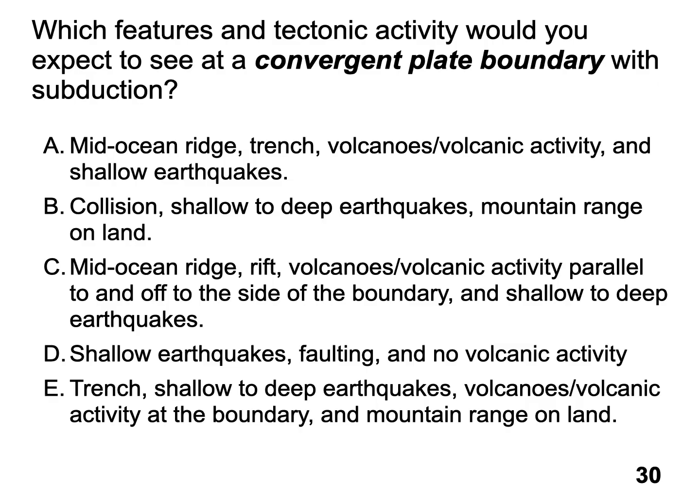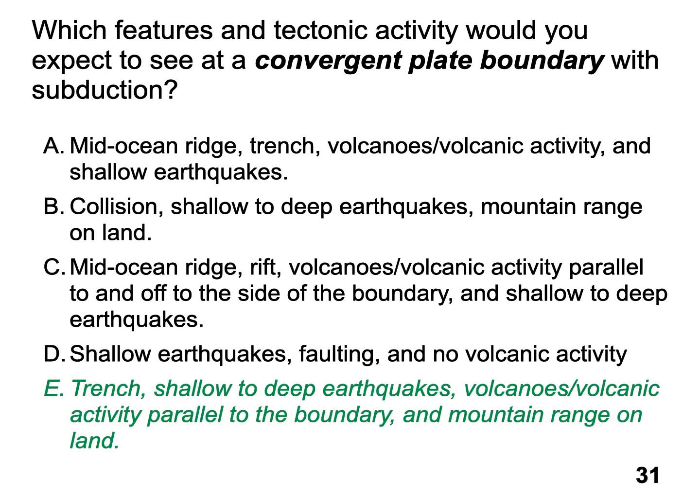Okay, to review, I've got a couple questions for you. Which features and tectonic activity would you expect to see at a convergent plate boundary with subduction? As the usual procedure, take a minute or two to read the options, try to come up with the best answer on your own, and then after you've paused, come back and we'll go over it. So the features and activity you'd expect to see at a convergent plate boundary with subduction are basically those at E. You'd expect to see a trench, shallow to deep earthquakes, volcanoes or volcanic activity parallel to the boundary but off to the side, and a mountain range on land.